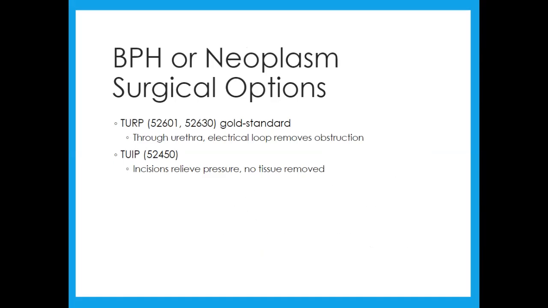So a TURP. Here's your second question to submit to me. What does TURP stand for? Transurethral resection of the prostate. A TUIP, transurethral incision of the prostate. So your TURPs are 52601 and 52630. Through the urethra, an electrical loop removes the obstruction. A TUIP, the incision relieves pressure and no tissue is removed.